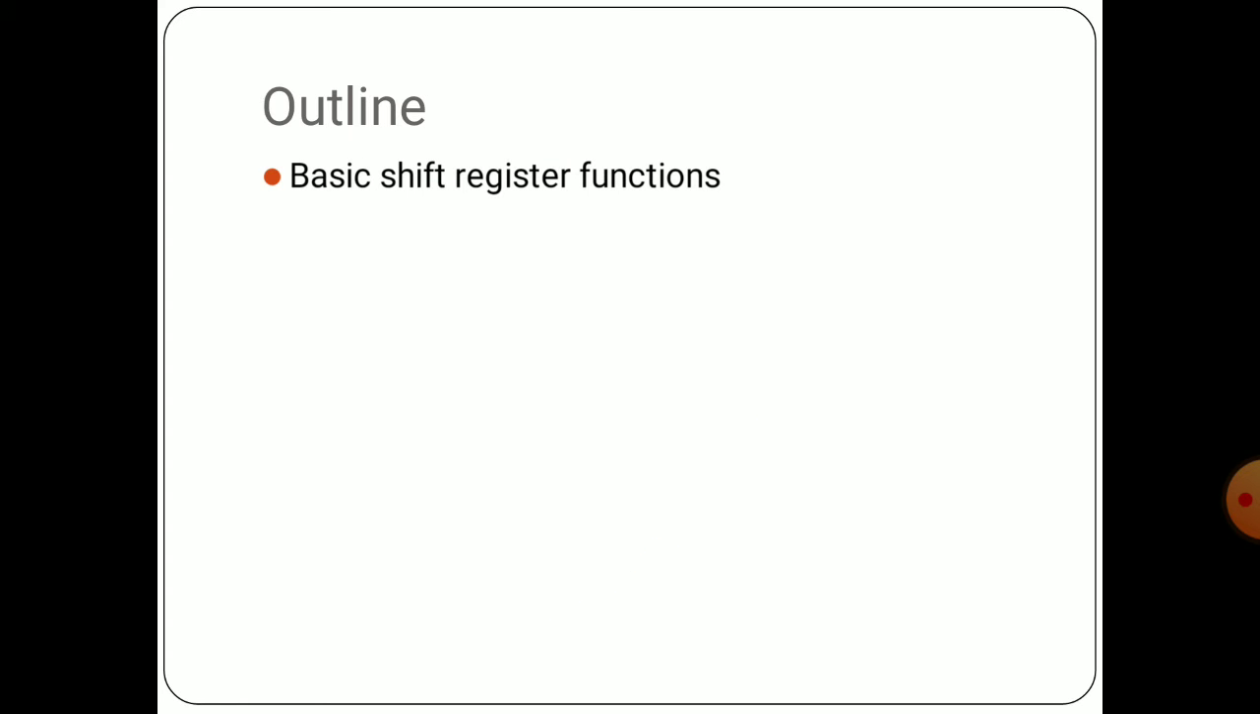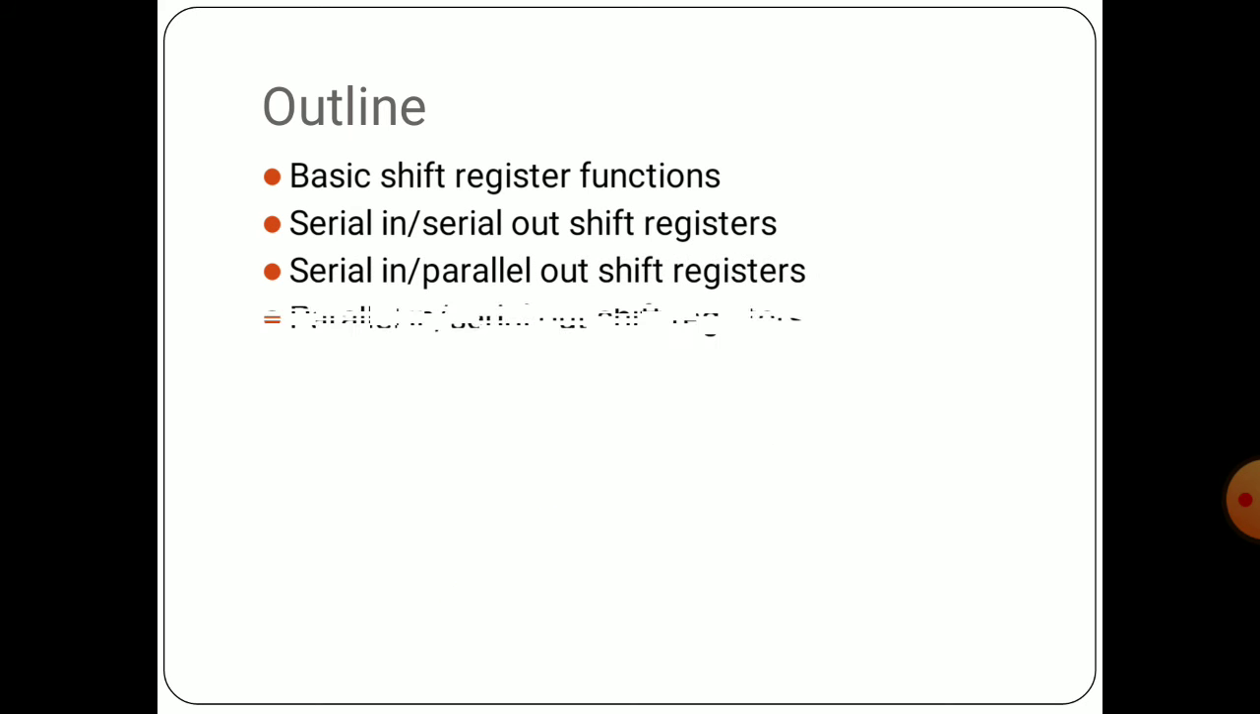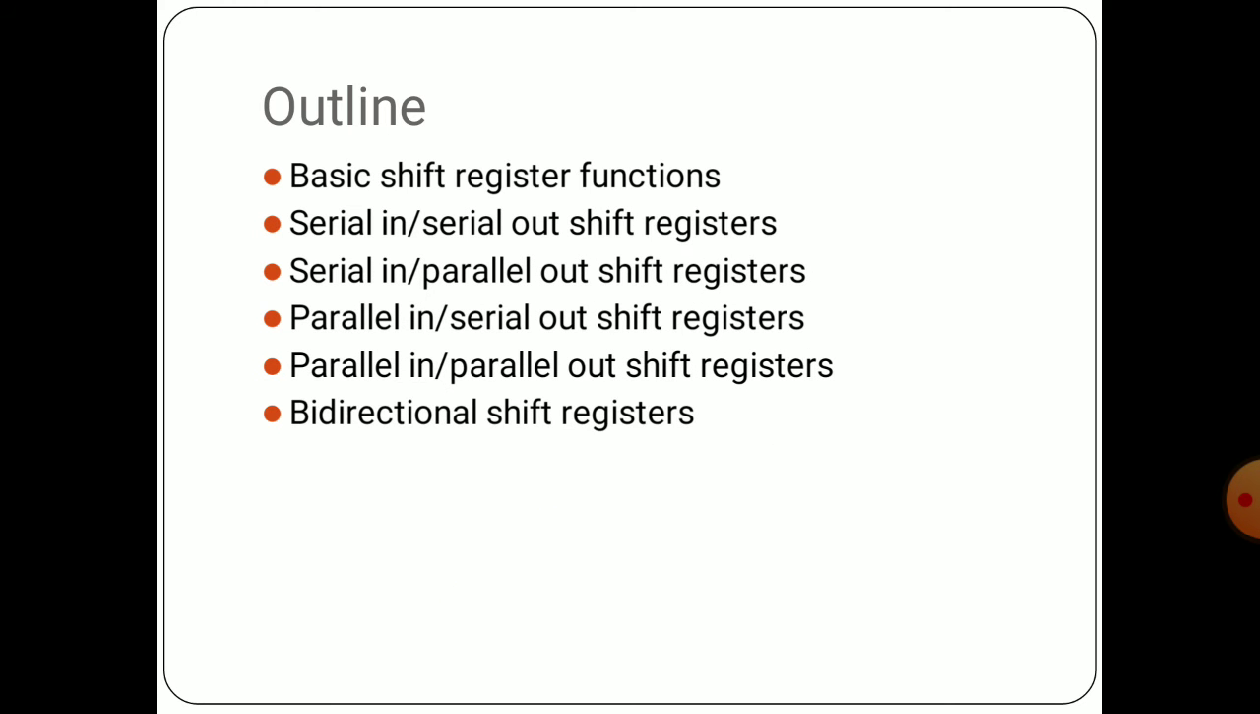Here the outline is we are going to see about the basic shift register functions. We know that the basic shift registers in digital electronics are of four types: serial in, serial out shift register, that is SISO; serial in, parallel out shift register, that is SIPO; parallel in, serial out shift register, that is PISO; and parallel in, parallel out shift register, that is PIPO. These are the four basic shift registers available in digital electronics.